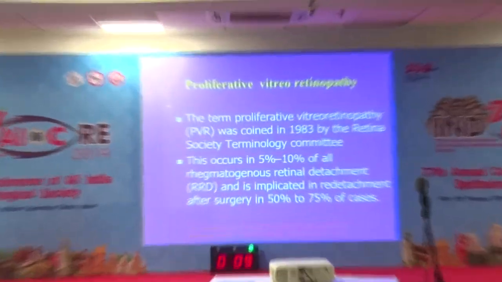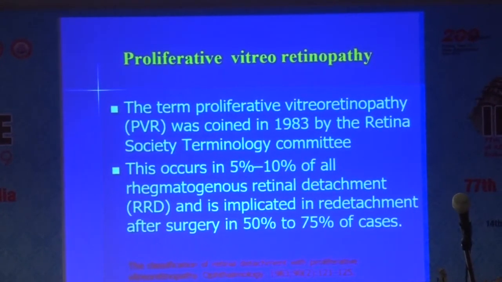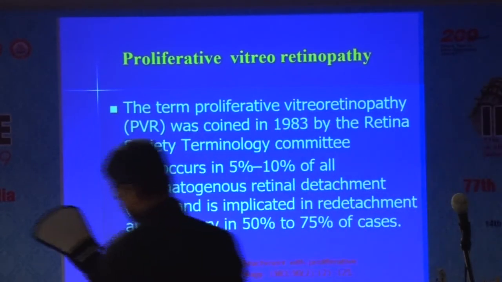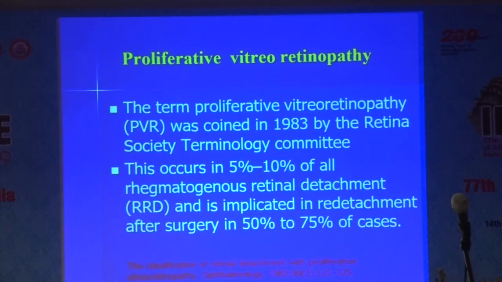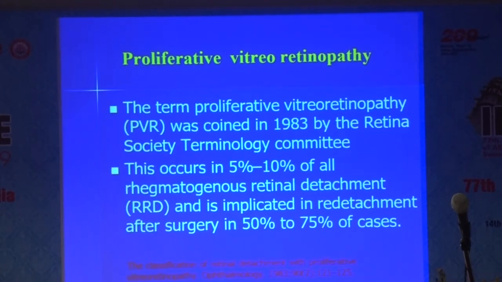Well, friends, I'm going to talk about something which bothers most of us, where the situation usually turns complex, and that is proliferative vitreoretinopathy. This term was coined in 1983 by the Retina Society. As we all know, only about 5 to 10% of all rhegmatogenous retinal detachments will have proliferative vitreoretinopathy, and it is more common after surgery. Sometimes if you are not careful and don't remove the hyaloid nicely and you have put in a gas, you have a very severe and fast developing PVR.